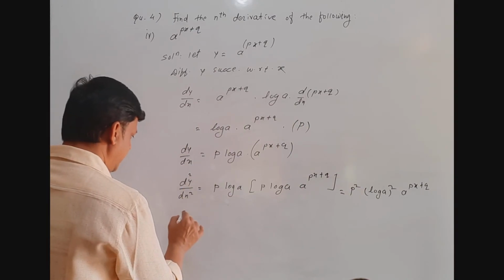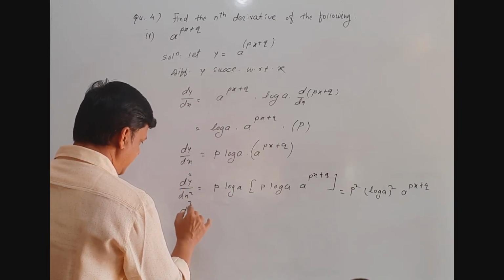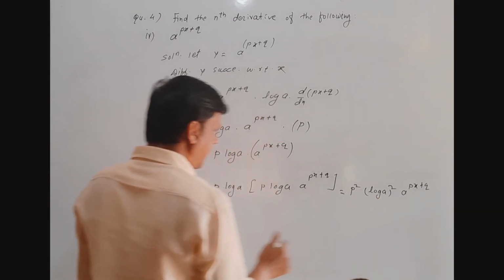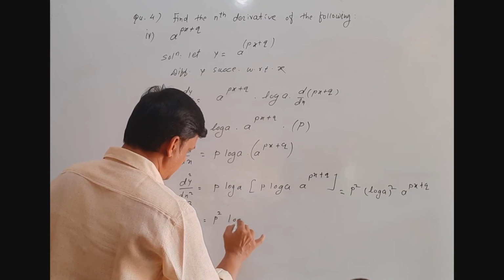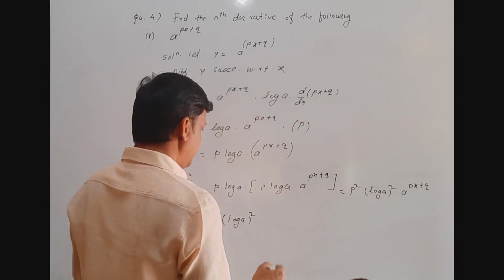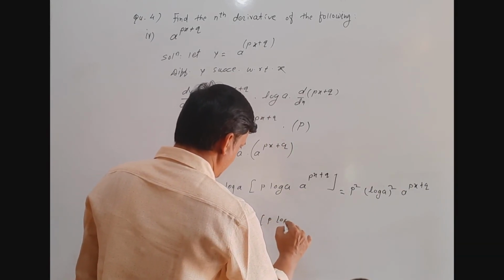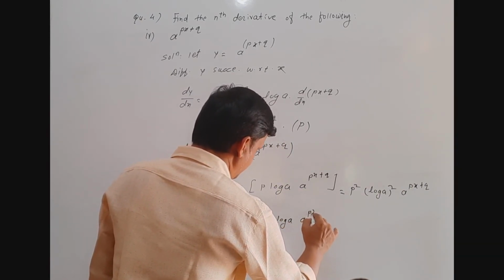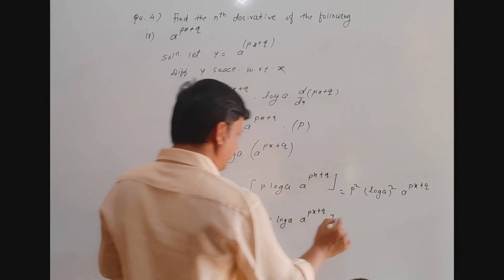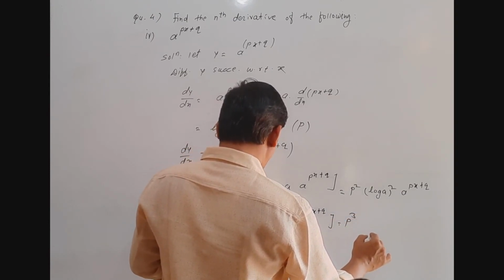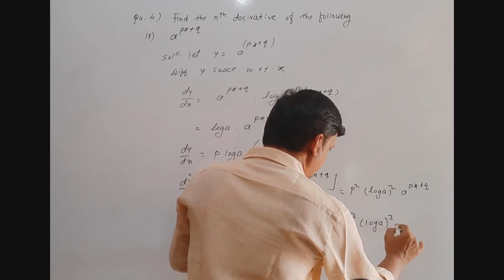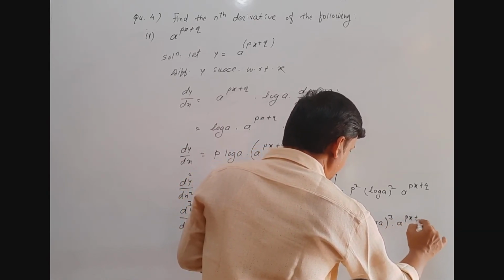Now again we differentiate this with respect to x, we get d3y by dx3. We keep p square log a bracket square as it is, and derivative of this a raised to the power px plus q, we get p into log a into a raised to the power px plus q. So we write p square into p, p cube, log a bracket square into log a, we write log a bracket cube into a raised to the power px plus q.